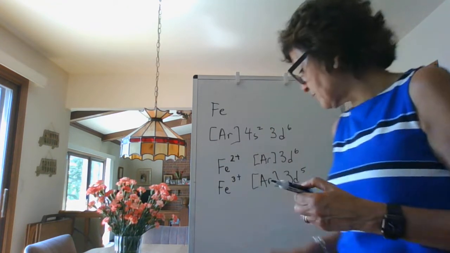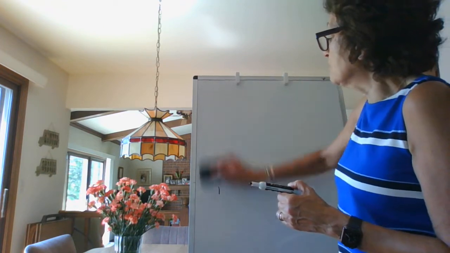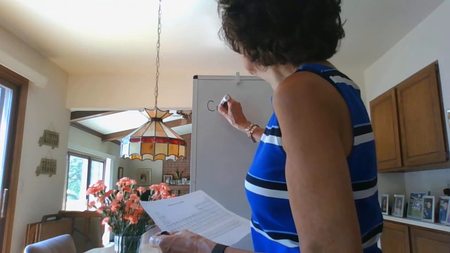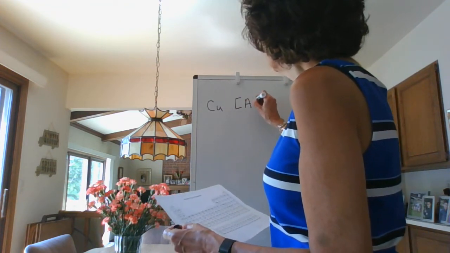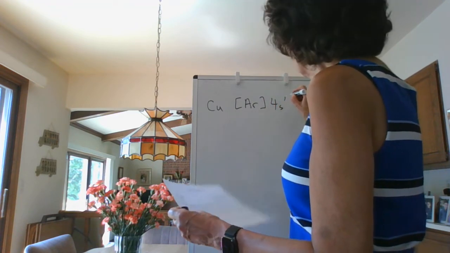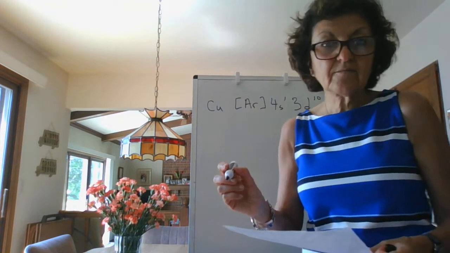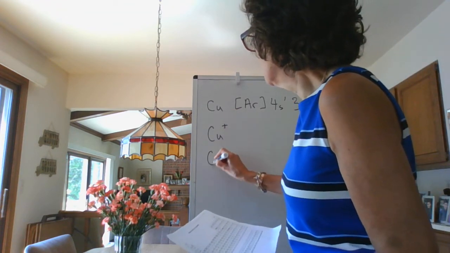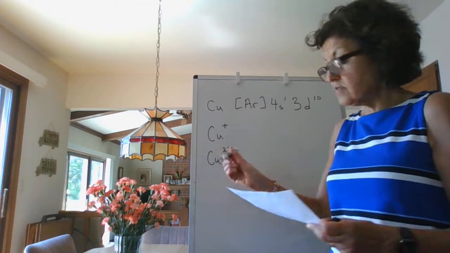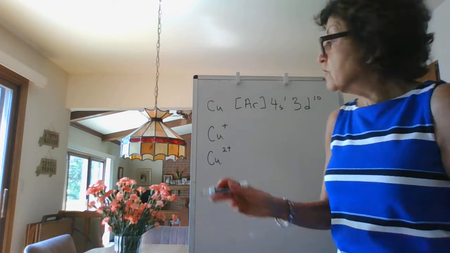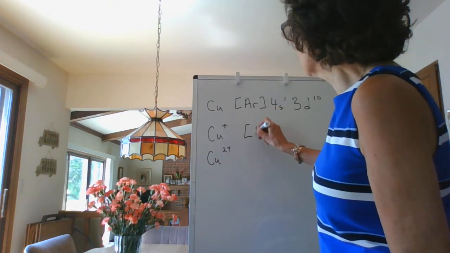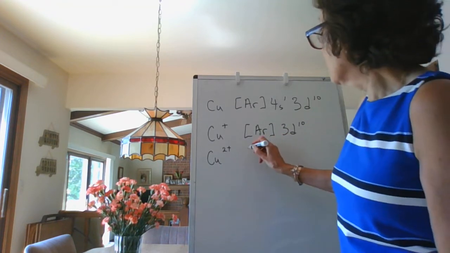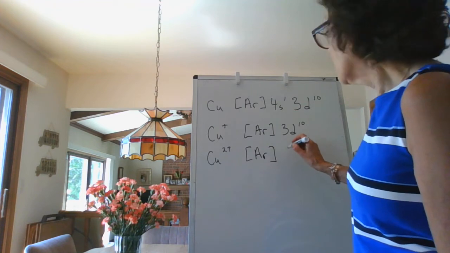Okay, so we could do that for another one. Let's say we've got copper. Do you remember that copper was one of those elements in the 1B zone? So let's write the copper electron configuration. Copper is argon, remember, 4s1, 3d10. You guys remember that? All right, so copper can exist as Cu+ or Cu2+, cuprous and cupric. So what would cuprous be? You just remove the 4s electron, so it'd be argon 3d10. And then cupric, you remove this and then one from here, and that would be argon 3d9.